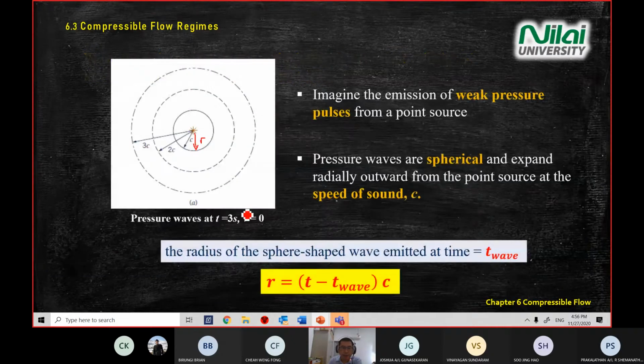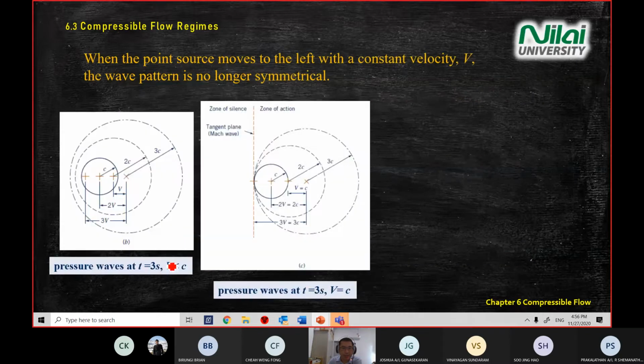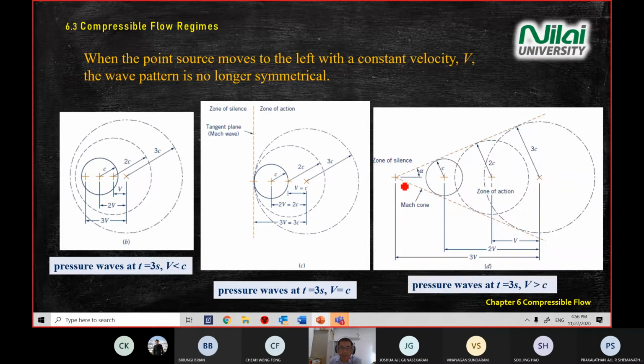Okay, so from V equal to 0, it will look like that. Then when your velocity equals C, it will look like that. But if the velocity is less than C, you will have the right-hand side, left-hand side diagram. If you have a velocity more than the speed of sound, you will get this phenomenon, and you have a Mach cone. This word will come out when you have a source that travels at supersonic speed, or more than the speed of sound.